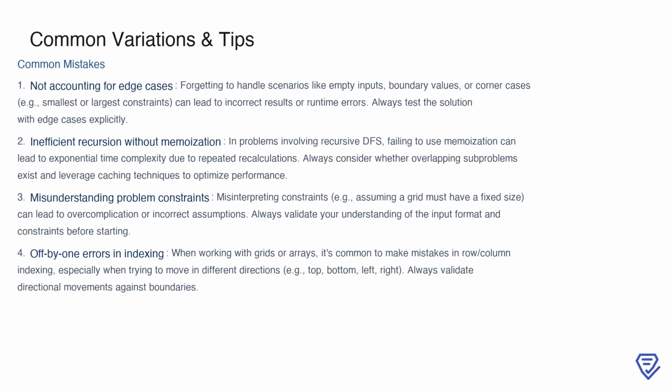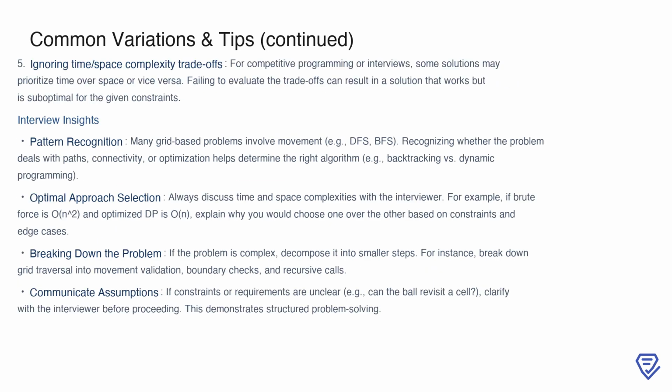Misunderstanding problem constraints is another pitfall. For example, assuming a grid has a fixed size without verifying the actual constraints can lead to unnecessary assumptions or overcomplicated logic. Finally, off-by-one errors in indexing are common when working with grids or arrays. It's easy to make mistakes in row or column indexing, especially when moving in different directions, so always double-check boundary validations for directional movements.